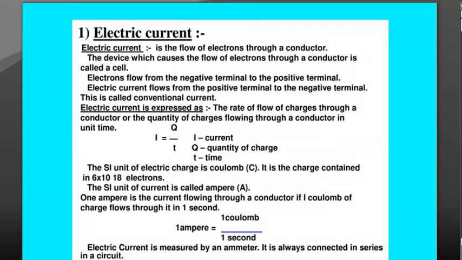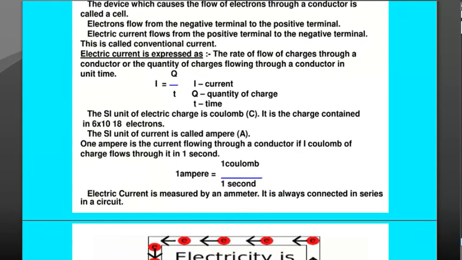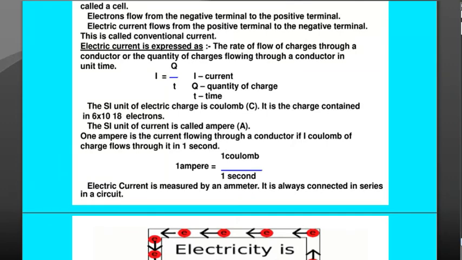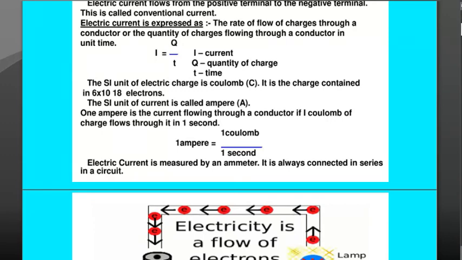Electric current is the flow of electrons through a conductor. That means what I defined and expressed now is very important here. One more thing: electric current is expressed as I is equal to Q by T. And one more very important thing, the unit of current is the ampere.